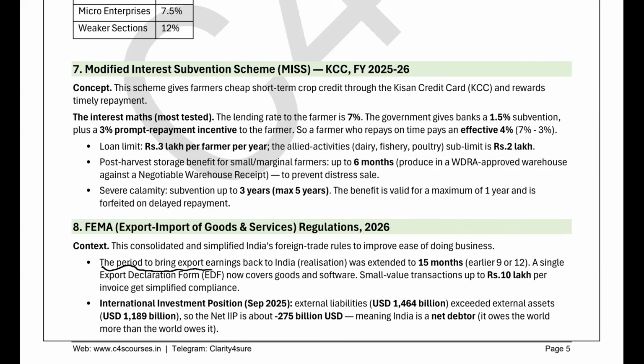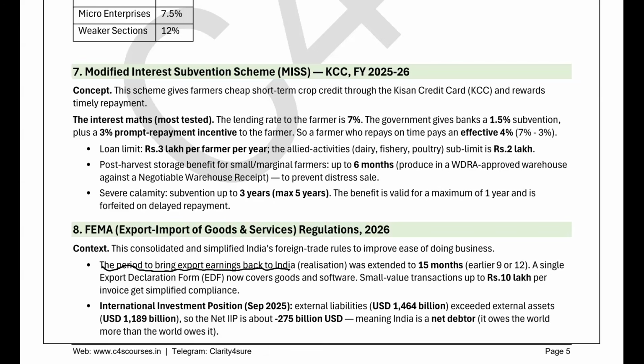अब इस वर्ड को पढ़ने की कोशिश करो. The period to bring export earnings back to India, ज्यादा समझ में आएगा. Why? Because if the period to bring the export earnings back to India is increased, it means that realization was extended because it will ultimately increase the output of a country. Though inflation will be there, it will increase the GDP of a country. Was extended to, अब ये data important है for your prelims, 15 months, earlier 9 or 12.